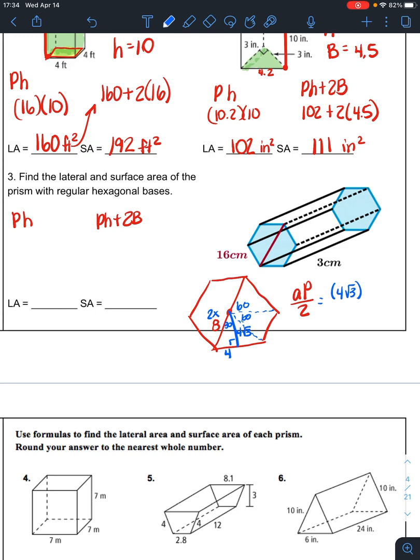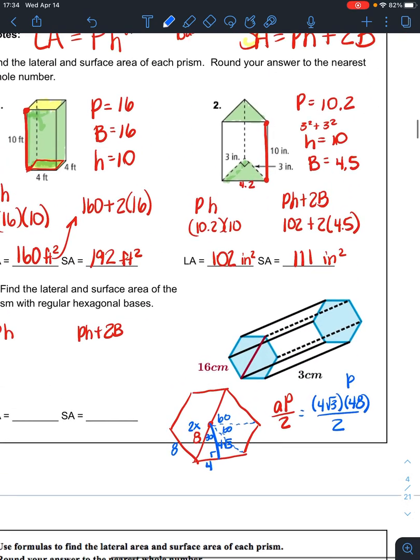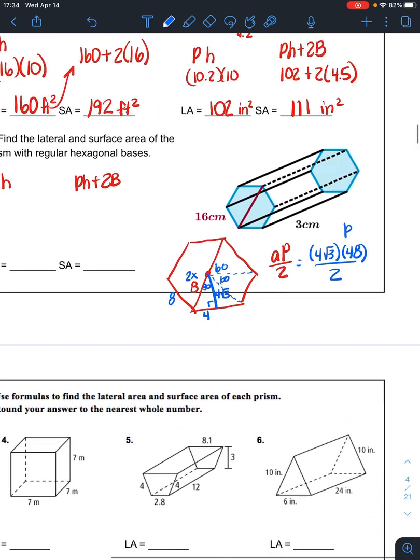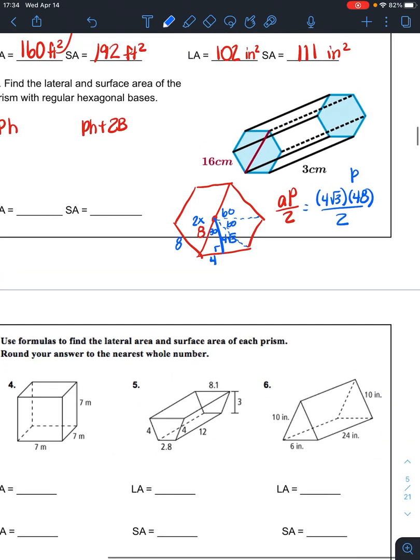Well, the perimeter, remember, if the radius is 8, then all of my side lengths are 8. So my perimeter is 48, which we're going to need that in a minute anyway. Okay, so perimeter is 48. And then over 2. So we'll find this. So 48 times the square root of 3, or 4.